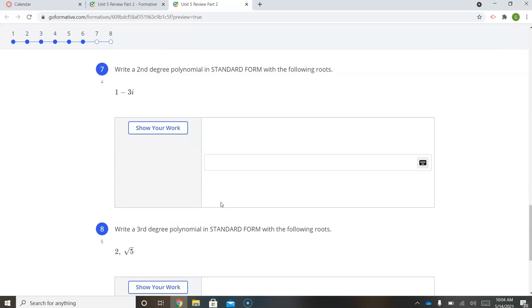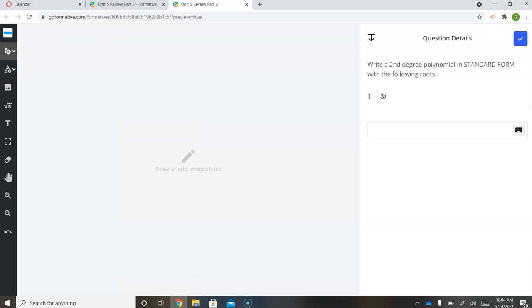And then we have 2 more. We have to put it all the way into standard form. So these are the ones where we do have to do some work here. So if I write a second polynomial in standard form with this root, if I have 1 minus 3i, you have to know that you also have 1 plus 3i. You just have to know that, okay? So then my factors, you have to put it into factored form first. I'm going to write that here.